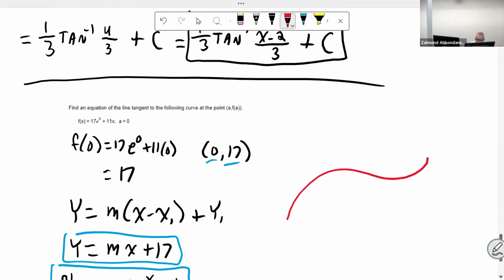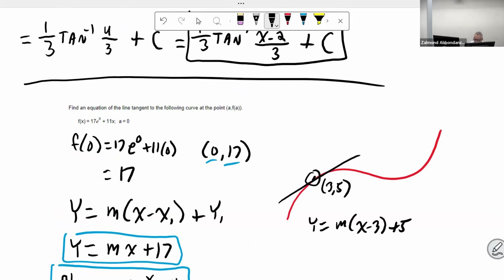If you have a function that looks like this, and you're told to find the equation of the tangent line at this point right there, well, I need to know a point. So we have a point. y equals slope times (x minus 3) plus 5. Let's say the point is (3, 5) for some reason. The only thing I need now is the slope of that line. We find that by taking the derivative of the function and then plugging in x equals 3. That gives us the slope.